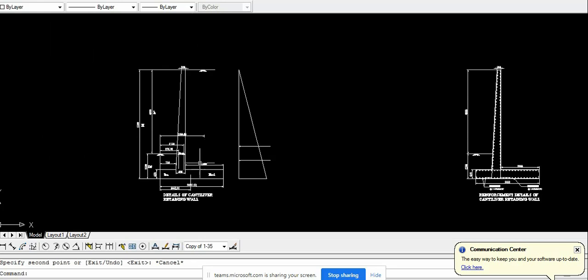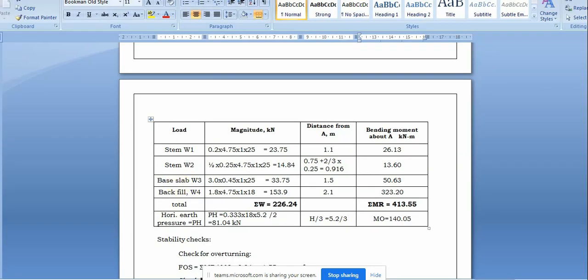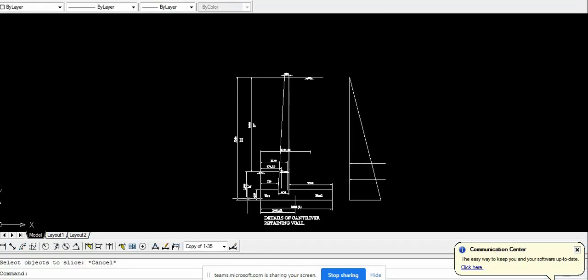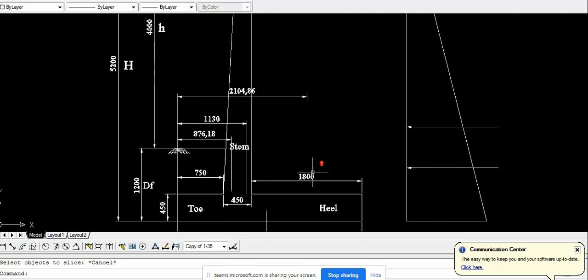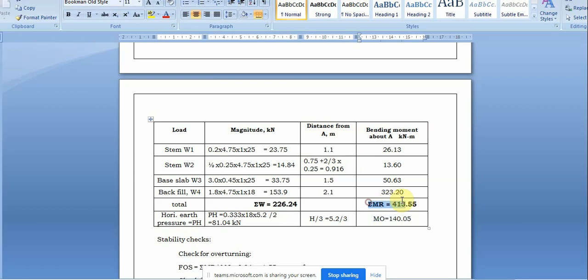This moment will be in this fashion, anti-clockwise. This all will act as clockwise like this. This is the only moment acting anti-clockwise, and this all will act as clockwise. That's what is called the resisting moment. This is the overturning moment. This is the resisting moment. Because we can see here, this is a resisting moment which is coming downward, and this horizontal one will be the overturning moment.